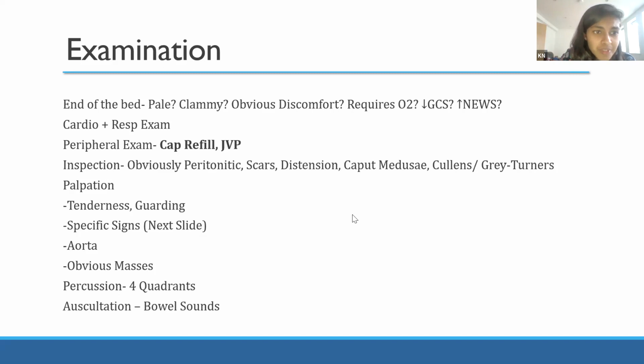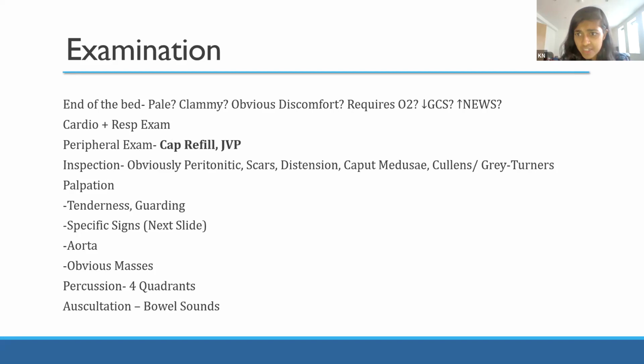Okay, moving on to the examination. Have a look at them from the end of the bed. Consider the cardio and respiratory exam, and then do a bit of a peripheral exam. A couple of things that are helpful here are the cap refill and the JVP, and then move on. Are they obviously peritonitic? Look for scars, and then you want to palpate.